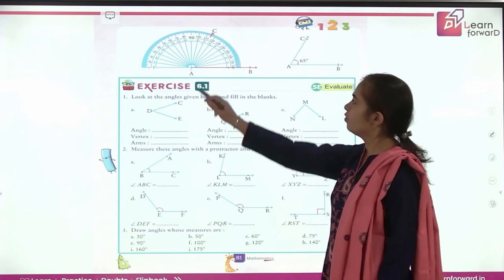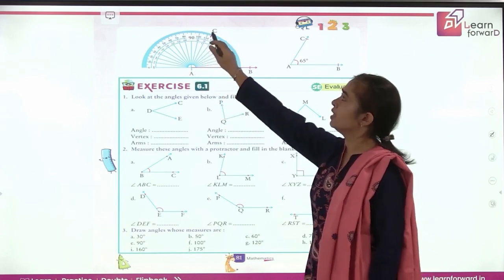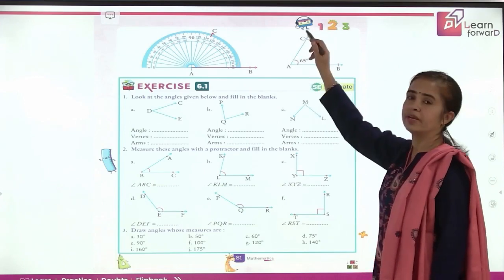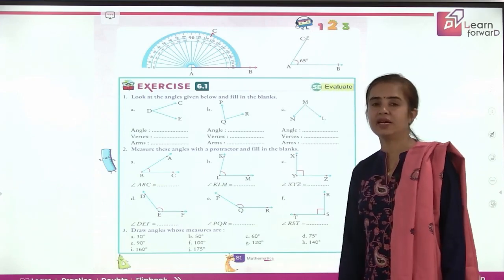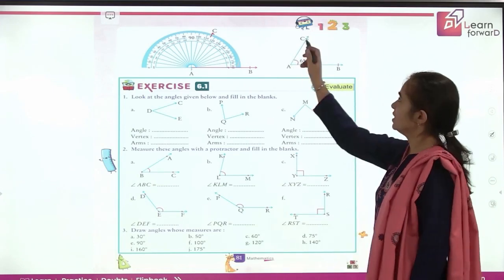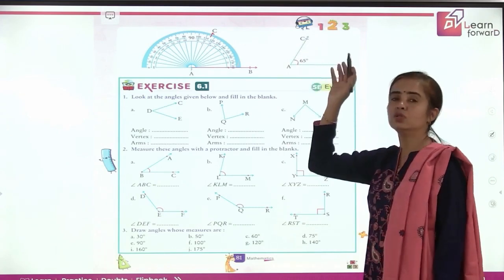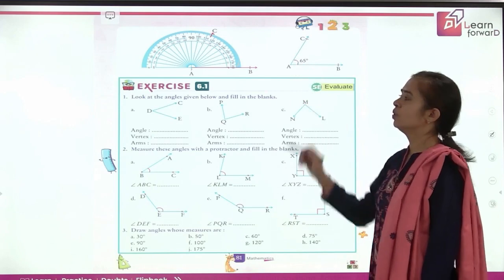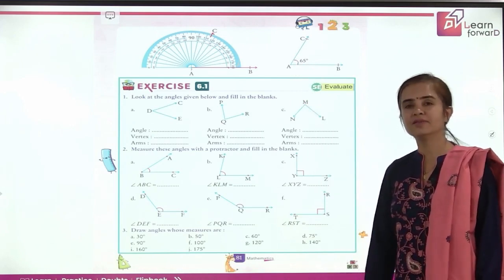And you have 2 points now. One point is A, the other point is C. So, you will join these 2 points and make it a ray. You can extend it as much as you can. So, extend it, give it an arrow to show this is the other arm of your angle, and this is how you get 65 degrees.